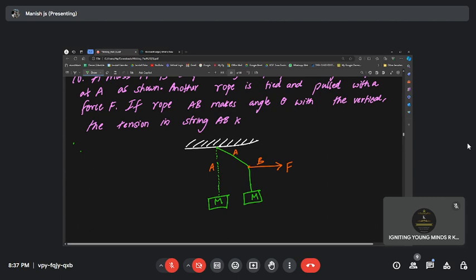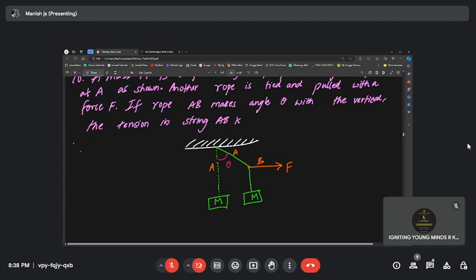So there is another rope B that is tied to rope A at a point and it is being pulled. Now this angle that it makes is theta. That also they have given. Having this information, they are asking us what is the tension experienced by the string AB. So what tension AB is going to experience is the question.